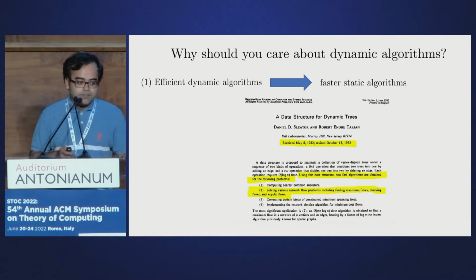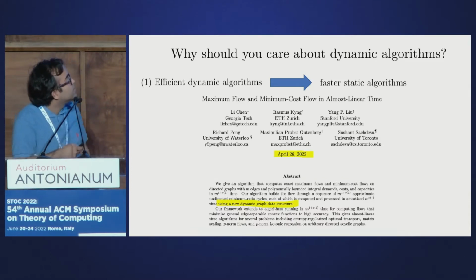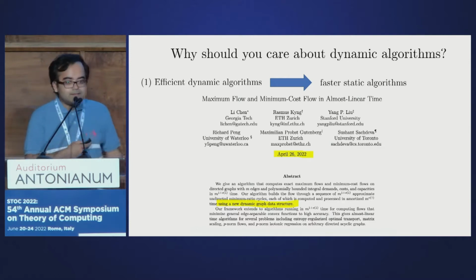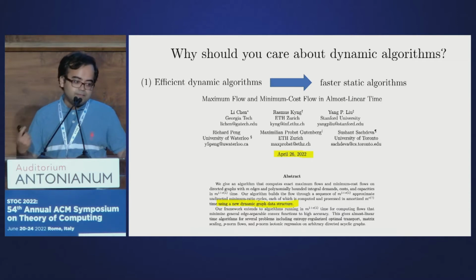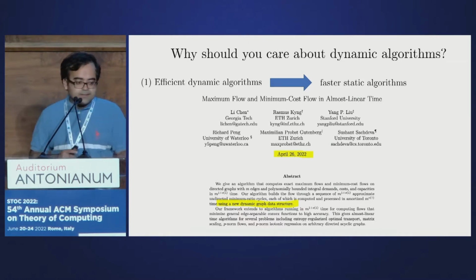So this is from the early 80s. Now fast forward 40 years. Very recently, we had this breakthrough result, which gave an almost linear time algorithm for exact max flow in directed graphs. The arXiv version was posted on April 26, very recent. And again, you look at the abstract, and it clarifies that we obtain our results using a new dynamic graph data structure. So there is something fundamental going on here, where we see that using fast dynamic algorithms, we obtain faster static algorithms for fundamental problems. So that's reason number one.